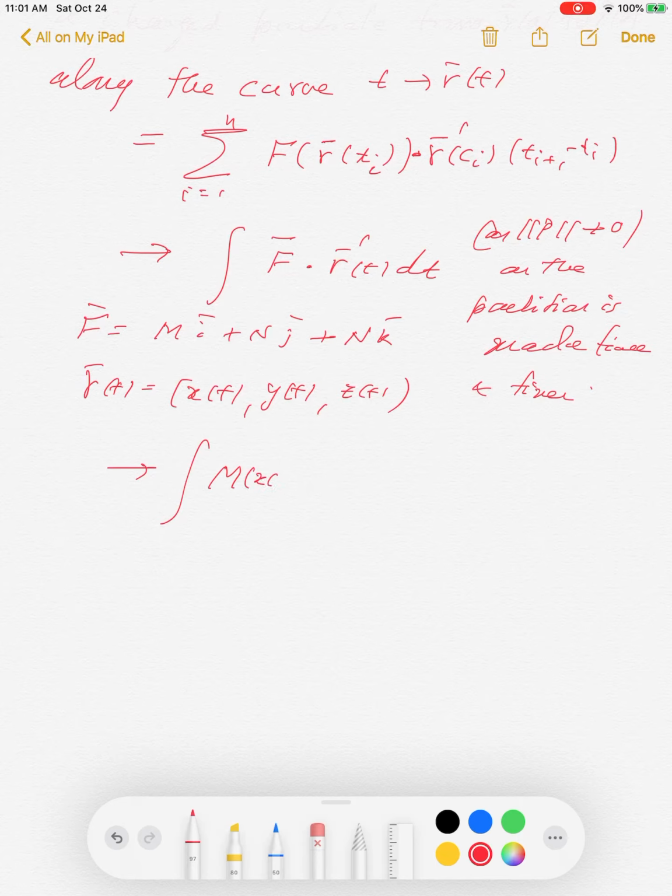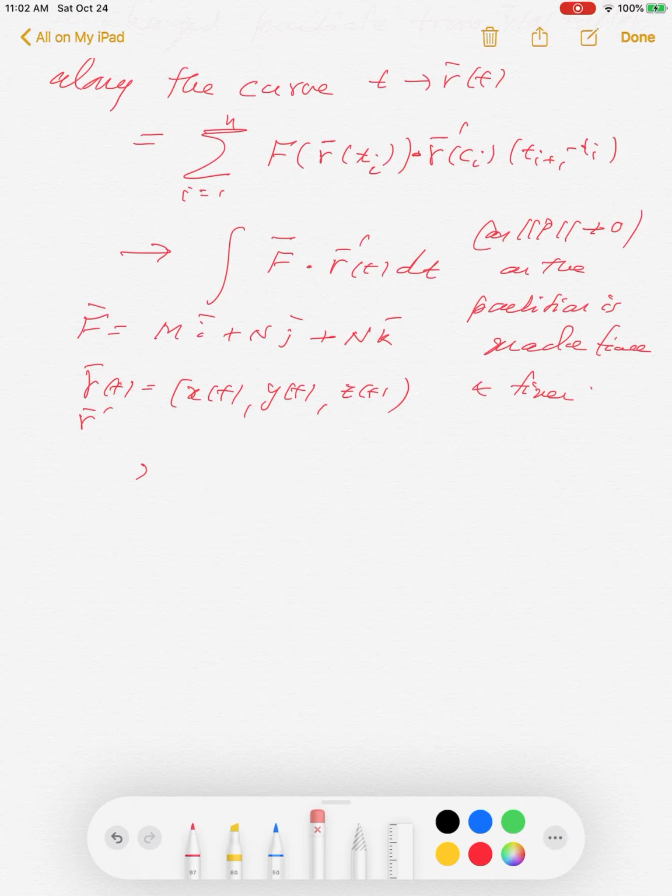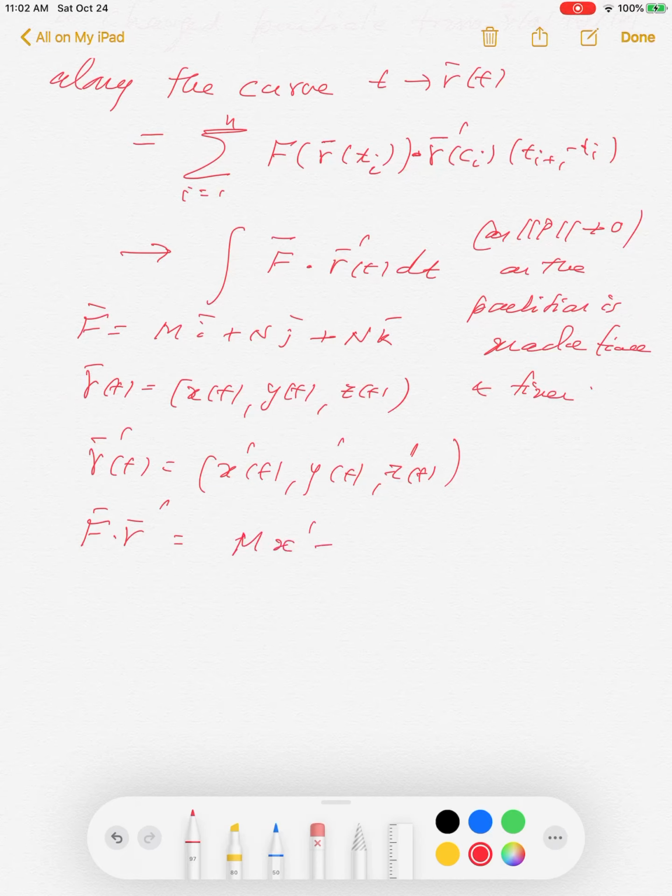So what you get at the end is you integrate the function M at x(t), y(t), z(t), which I will not write because it will be too long. You know that M is a function of x, y, z, and so r bar prime is going to be x prime t, y prime t, z prime t. So therefore F bar dot r bar prime will be just M x prime plus N y prime plus, what did I call, M, N and P, I should call P z prime.